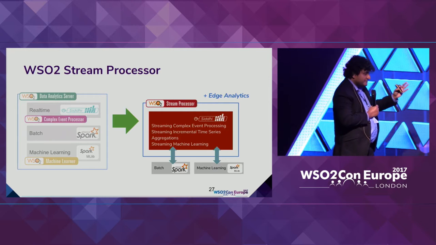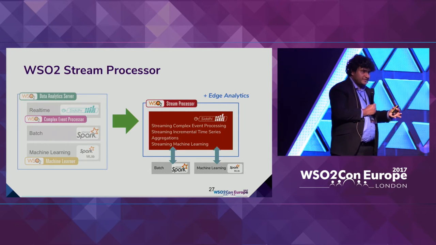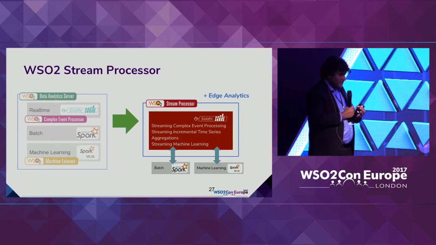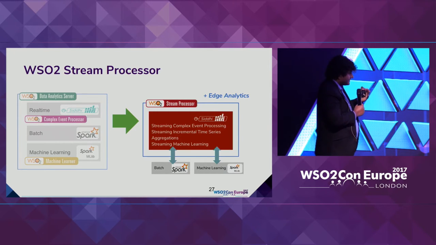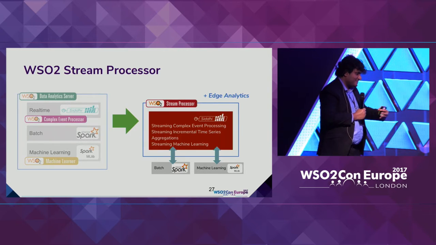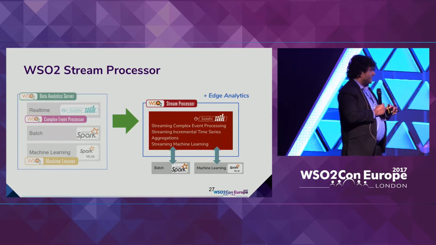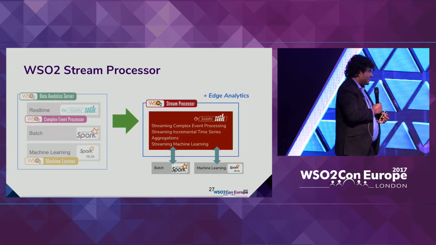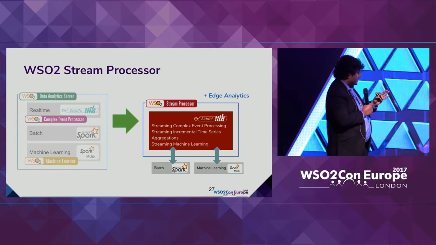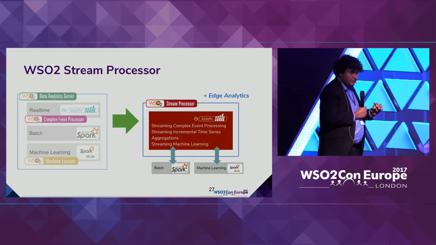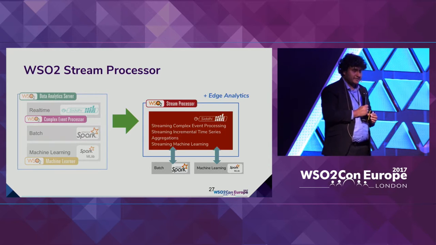It consists of streaming complex event processing and streaming incremental time series aggregations, which I explained earlier, which does most of the work we needed in our earlier batch processing, but not all. If you want advanced batch processing capabilities, you still have to go to a full-fledged batch processing framework. Part of the requirements are met with this feature. Then we have streaming machine learning. We have created a few streaming algorithms, and those will be available out of the box in the Stream Processor product.